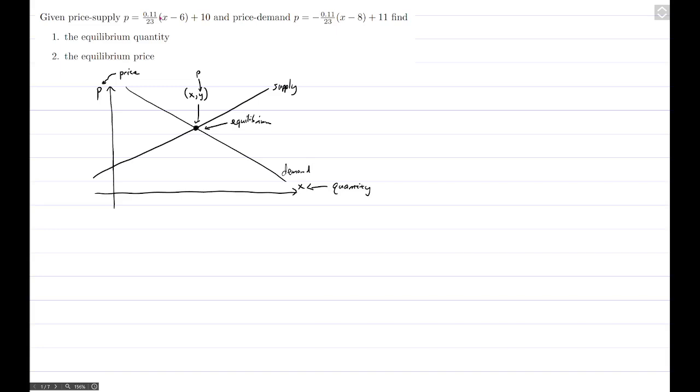Well, the math that we do is to take y equal to y, or we set these two things equal to each other. So we'll have 0.11 over 23 times quantity x minus 6 plus 10 equals negative 0.11 over 23 times quantity x minus 8 plus 11. Now we do this whether the question is about equilibrium quantity or about equilibrium price, because equilibrium just refers to the point itself, and equilibrium quantity, equilibrium price, they'll both come up. But we need to solve this equation. You see that by setting p equal to p, there's no p's written here. This is an equation that only has one variable x.